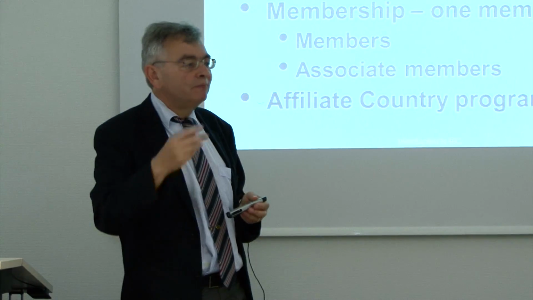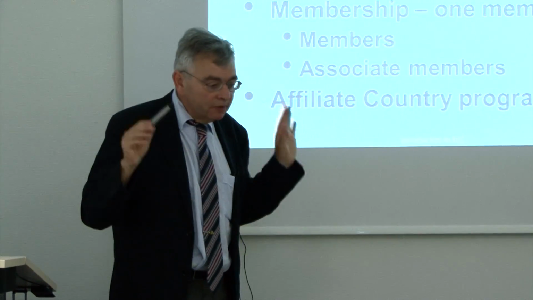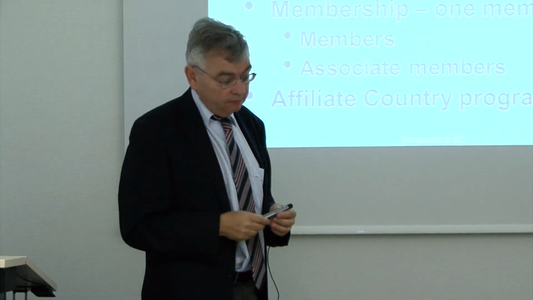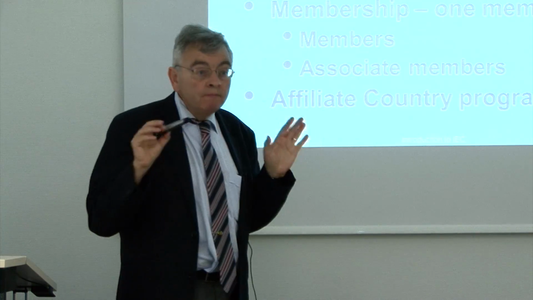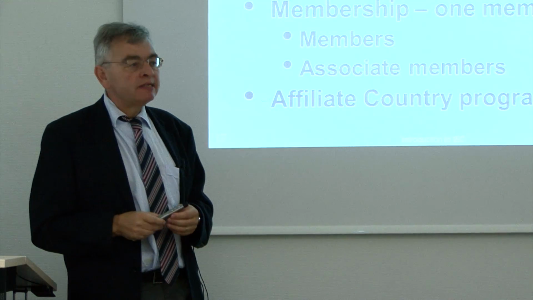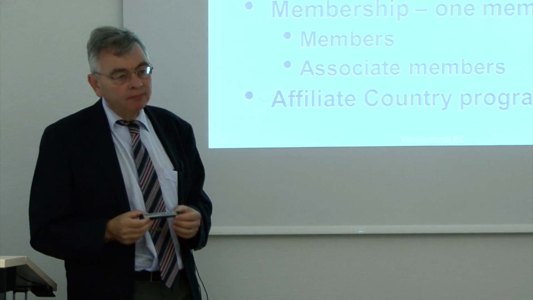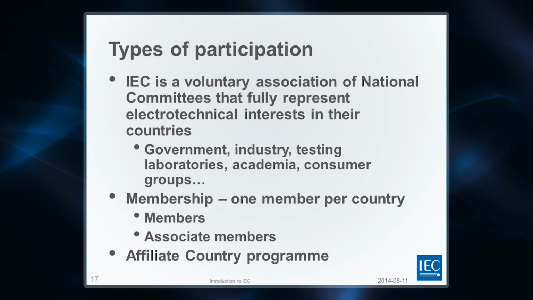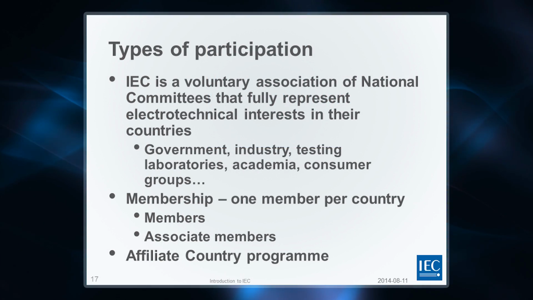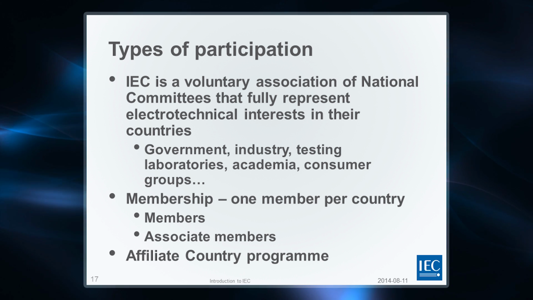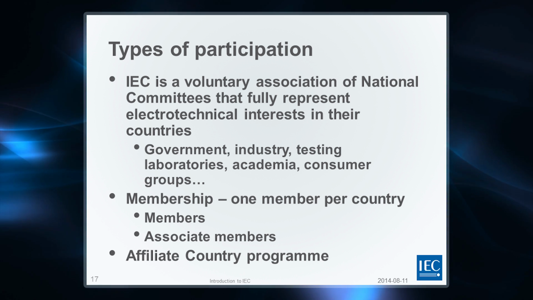Consumers are another problem. I don't want to get too heavily involved in them, but they are an important aspect of what we do. Membership: one member per country. Like the UN, it's not individuals who vote, it's the members who vote, and those are the countries. And we have two classes of members, full members and associate members. We'll have a look at that in a minute. And we have a program for developing countries, which we call the affiliate country program.